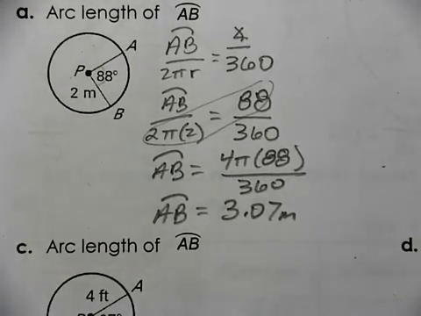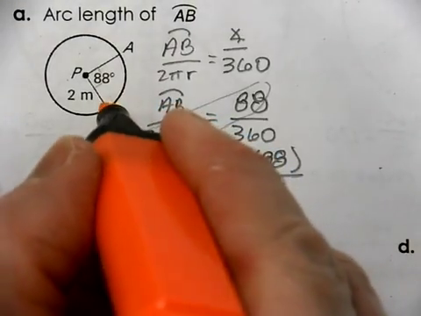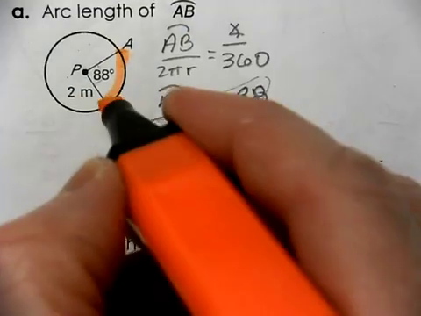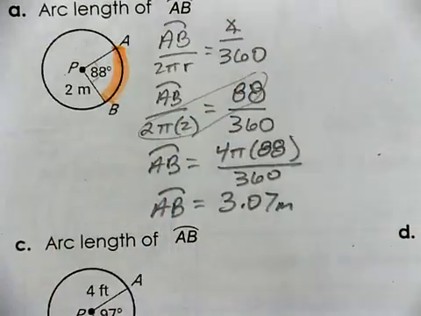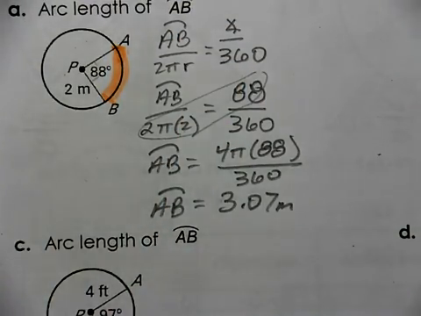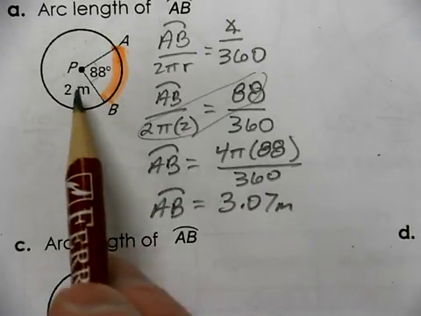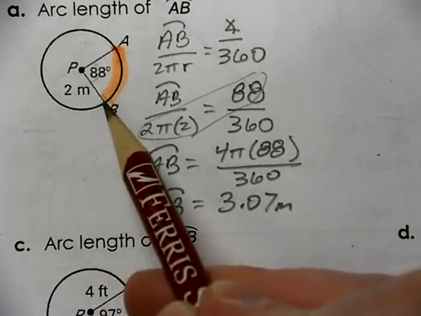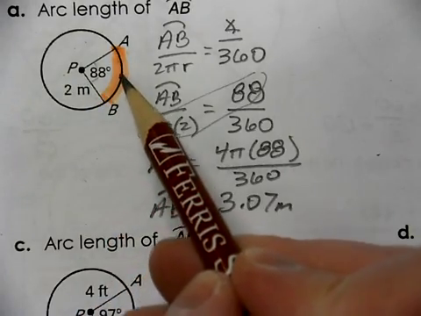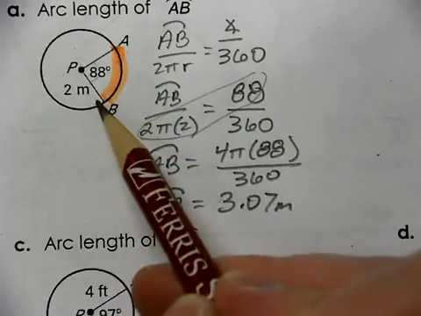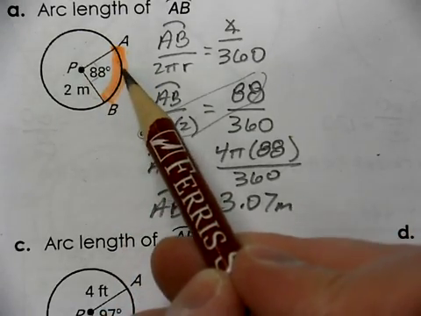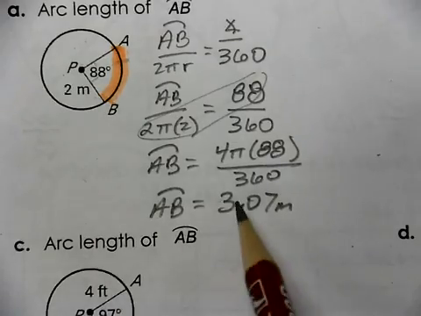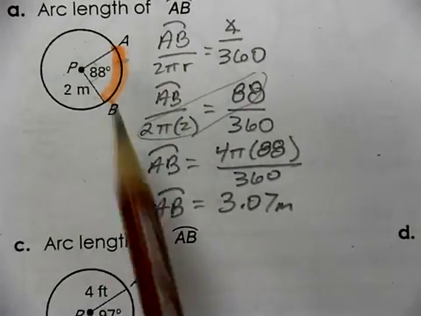So what that's telling us is our arc length, the distance along the circumference of the circle from A to B, if the radius is 2, then the arc length would be 3.07. Notice that the radius, if we laid it out here, looks a little bit shorter than the orange. Orange looks longer. So 2 meters might come to about here. Then there's a little bit left over, and that's the difference between 2 and 3.07. But you need to use the formula to really be accurate with your numbers.